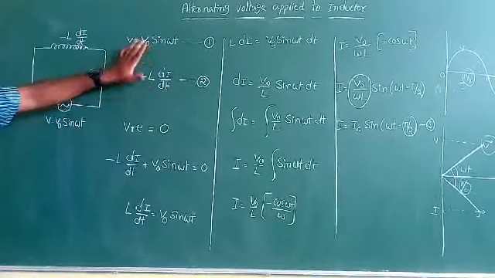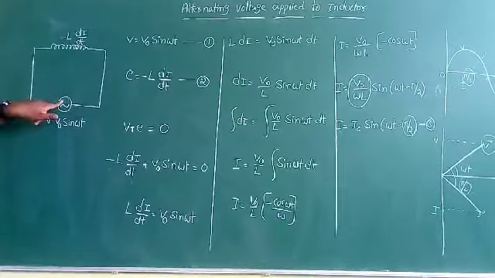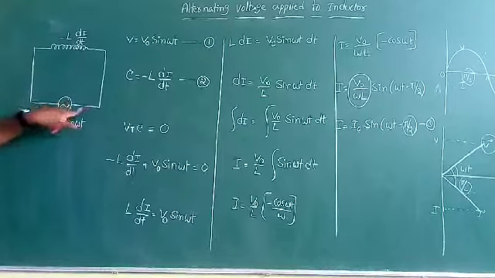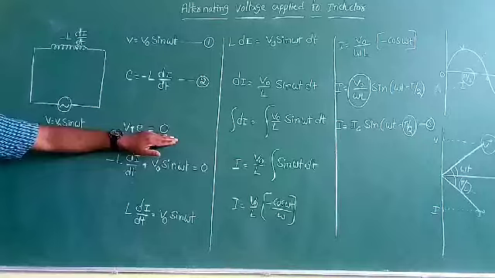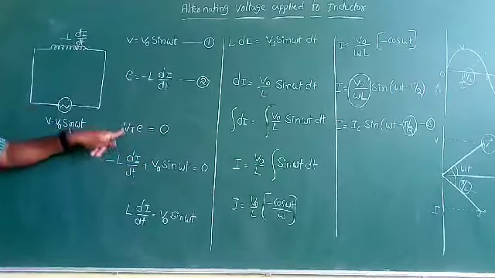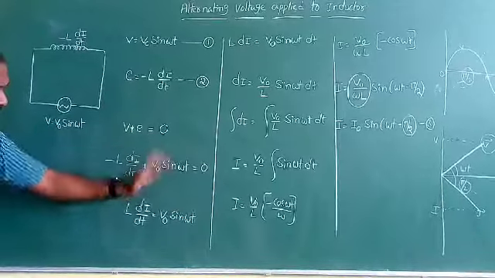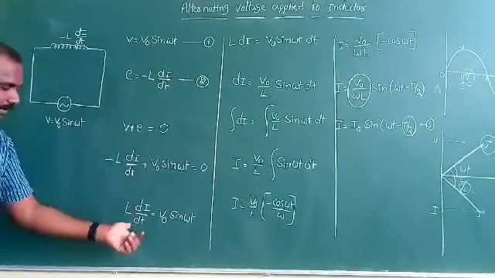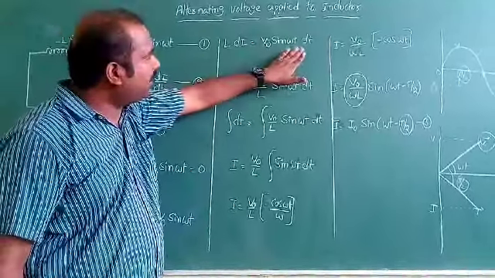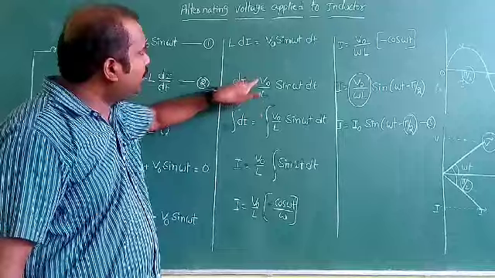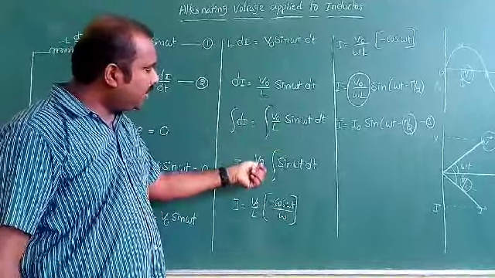Then later I applied Kirchhoff's second law. The sum of the potentials and EMFs across the closed loop is equal to 0. This is V, this is E, and the total is equal to 0 from Kirchhoff's second law. And what is V? This one. And what is E? This one. I rearrange the equation; this minus becomes plus. Then cross multiplied, L dI = V0 sin ωt dt, and dI = (V0/L) sin ωt dt. Integrating, I = (V0/L) ∫ sin ωt dt.